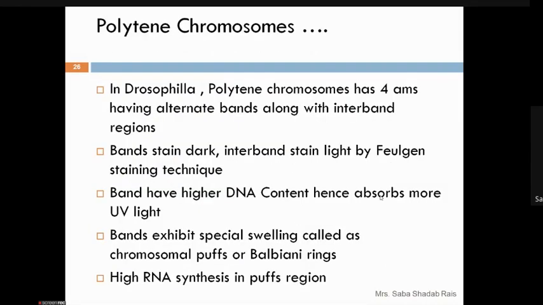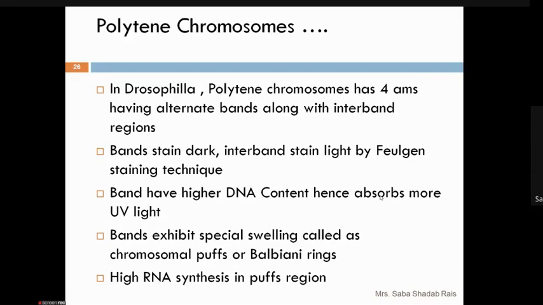Now when we talk about the Drosophila Polytene chromosome, it was found that it has 4 arms, and these arms have alternate bands with interband regions. When these alternate bands were stained by the Feulgen staining technique, it was found that the bands stain very dark and the interband region stains very light. Why? Because the bands have high DNA content.